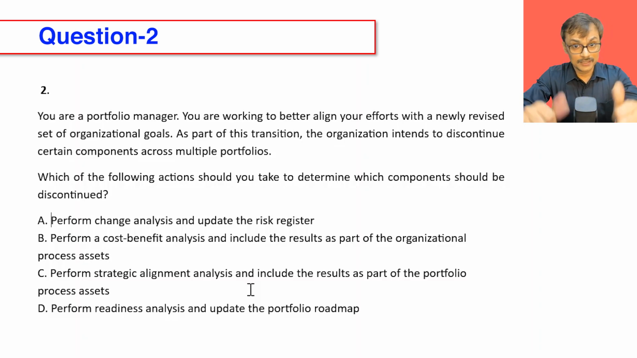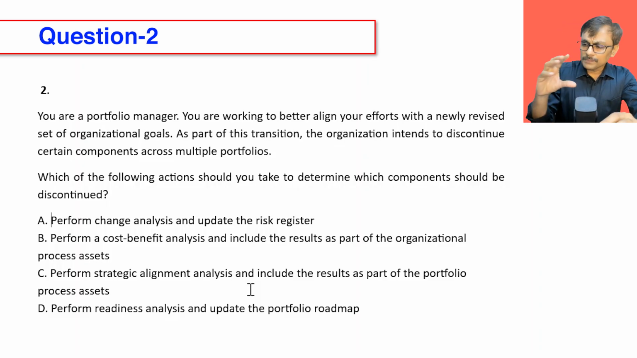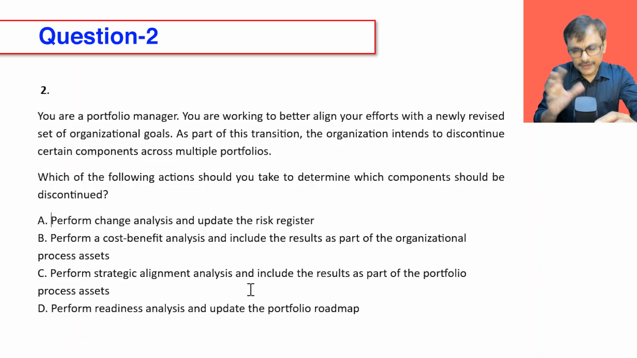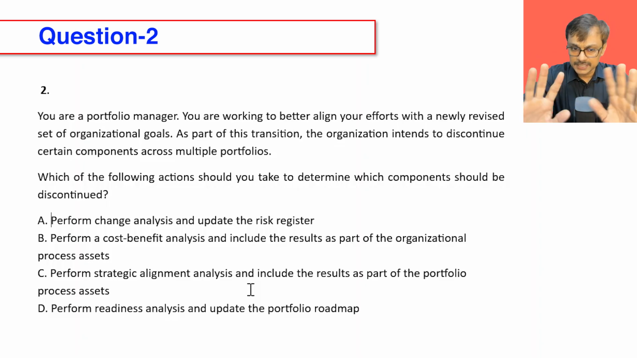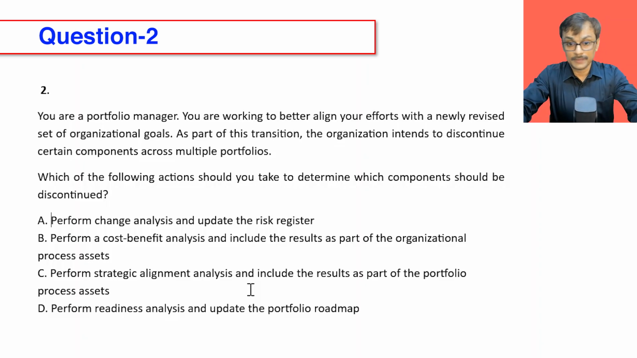Perform strategic alignment analysis, looks good, and include the result as a part of portfolio process assets, looks better. See, portfolio process assets are whatever you do in a portfolio to take care of its direction, decisions, documentation, everything. All the artifacts which you create in your portfolio are a part of portfolio process assets. So that way it is easy. But basically the first part we are focusing on is perform strategic alignment analysis. That's a good idea and I can definitely keep it as a part of my portfolio learning.